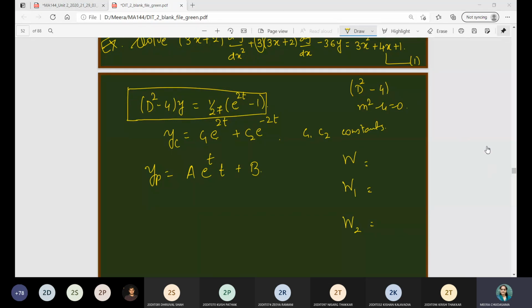How many of you are performing the method of variation of parameter? Please raise your hand. No one?